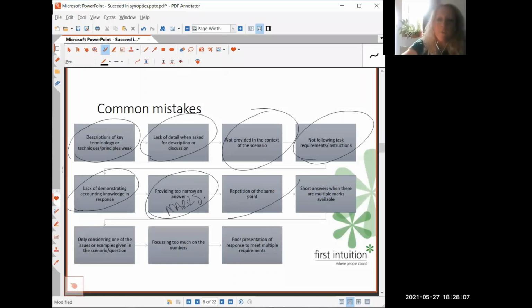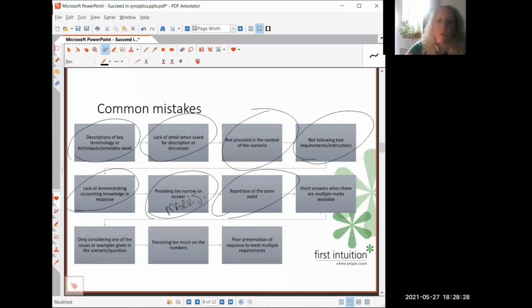Repetition of the same point. Let's say the same thing in a slightly different way and hope the marker doesn't notice and give me marks for it. It won't happen. It will get picked up. So don't waste time doing that. Think of something else valuable or expand on your point better rather than just repeating it.